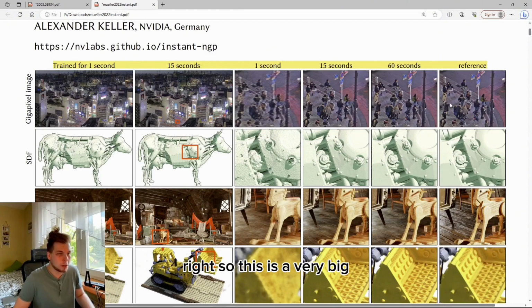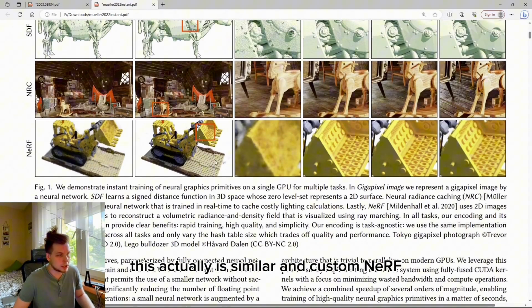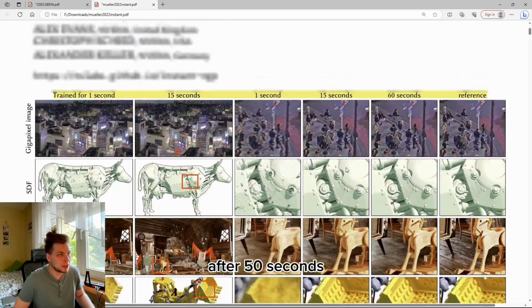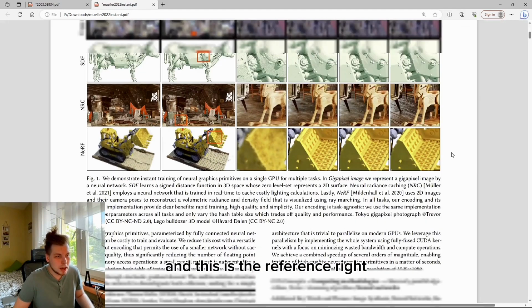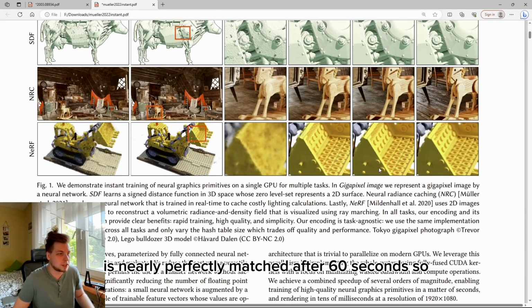So this is a very high quality reproduction, and this is basically on the task of super resolution, right? So we see that this is very good when it comes to this high quality encoding, and this is similar when it comes to NeRF, the standard Lego picture that we use. We see that after 1 second we already get that, after 50 seconds we have this, after 60 seconds we've got these results, and this is the reference, right? So we see that the reference is nearly perfectly matched after 60 seconds.